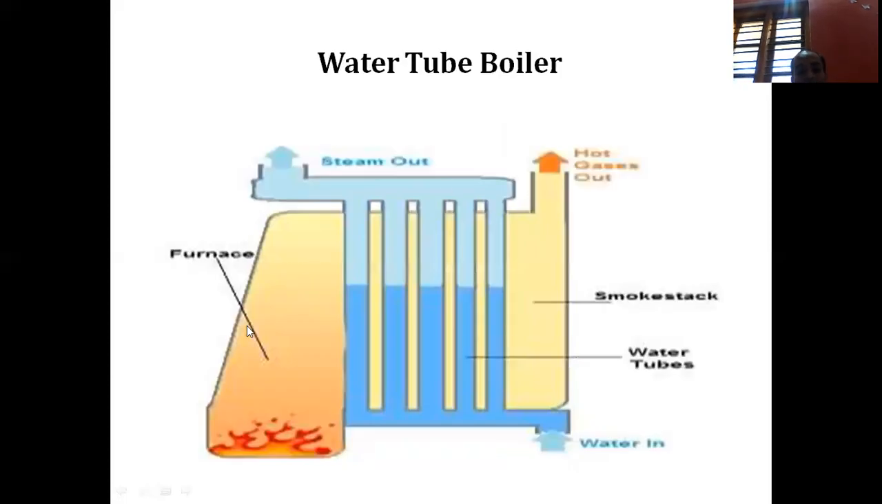If you observe in this sketch, you can see here, this is the furnace part. Then you can see this is a water tube. You can see here this blue colored structure. It is a water tube. Here you can see the water is entering from this end. It is passing into these tubes. You can see here it is there in these tubes.